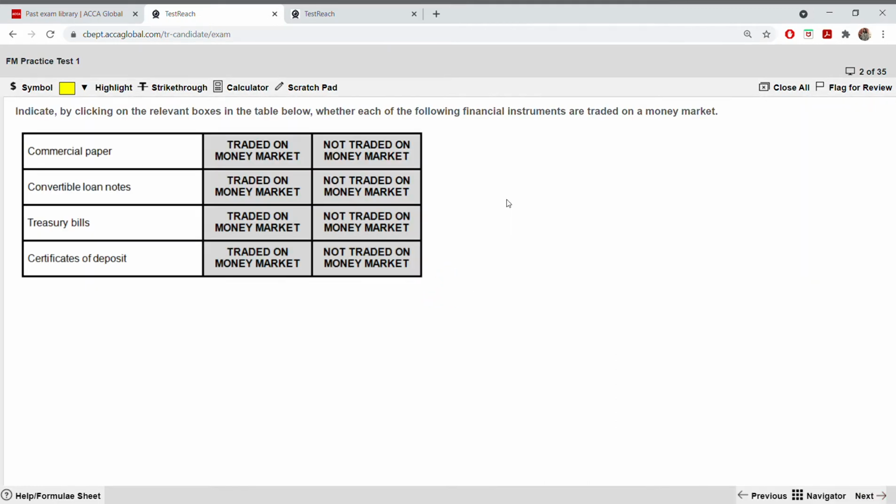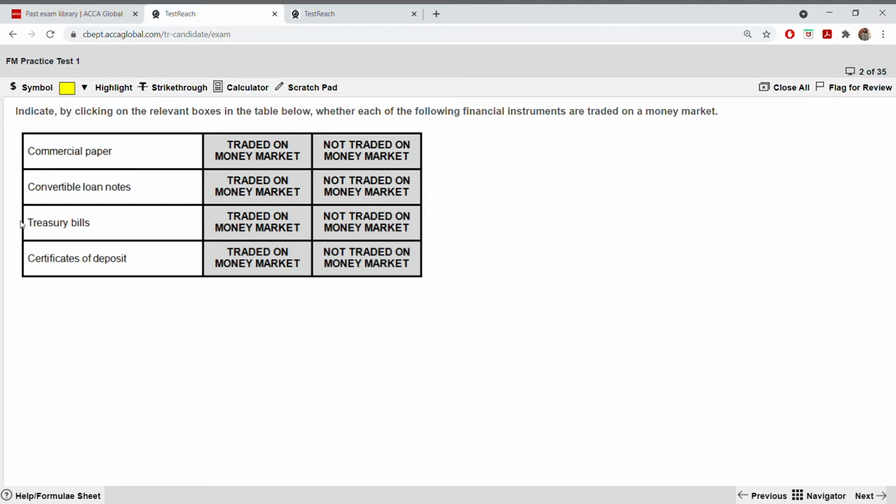Next, I'm going to go to the next. This is a different type of question. Here you have to click. By clicking on the relevant boxes, whether each of the following financial instruments is traded on a money market. For all this, you have to read the textbook. Financial instruments, what is money market, what are all these things, it is there in the textbook. Here you don't have to think, you just have to know whether it's money market or not. That's it.